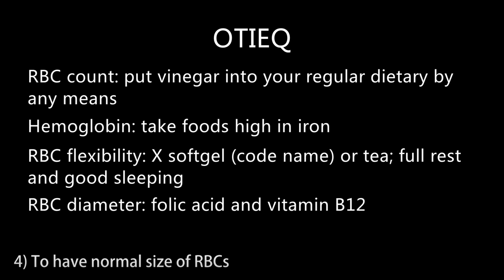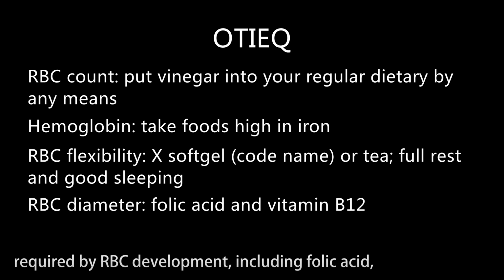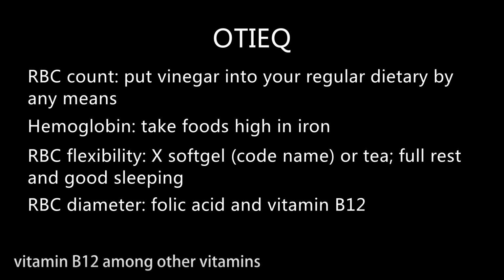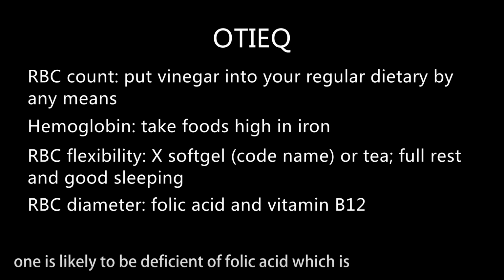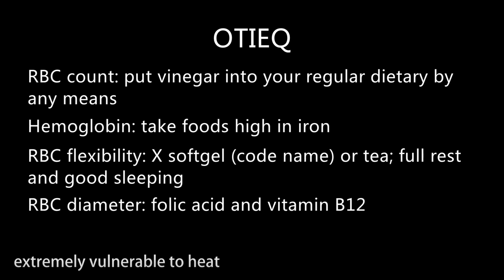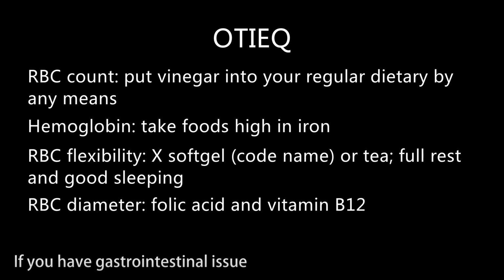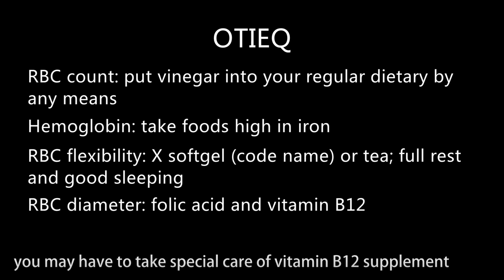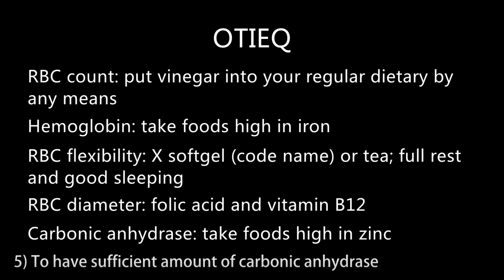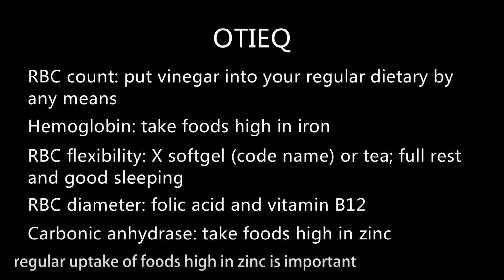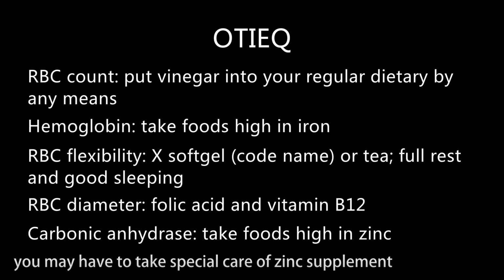Fourth, to have a normal size of RBCs, you should regularly take the whole spectrum of nutrition required by RBC development, including folic acid, vitamin B12, among other vitamins. If all foods are heated during preparation, one is likely to be deficient of folic acid, which is extremely vulnerable to heat. For vitamin B12, meat, beans, and nuts are helpful. If you have a gastrointestinal issue, you may have to take special care of a vitamin B12 supplement. Fifth, to have a sufficient amount of carbonic anhydrase, regular intake of foods high in zinc is important. If you have a gastrointestinal issue, you may have to take special care of a zinc supplement.